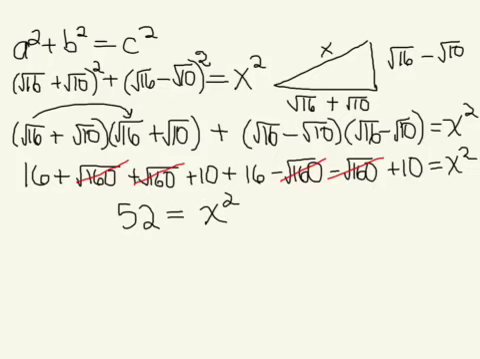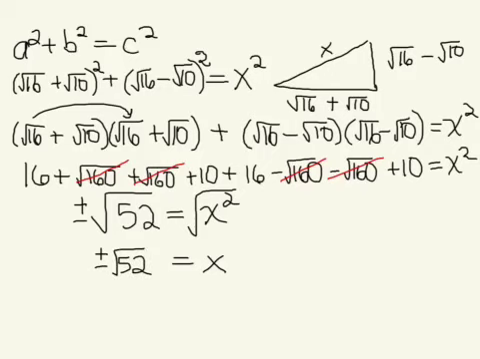The last thing is to use the square root property. It says that you can take the square root of both sides to get x, as long as you put a plus or minus on the number side. So that would mean that x equals plus or minus the square root of 52. Now, since this is an actual length of the hypotenuse of a triangle, up here you have to only take the positive solution. So the answer is that the length of that hypotenuse is the square root of 52.